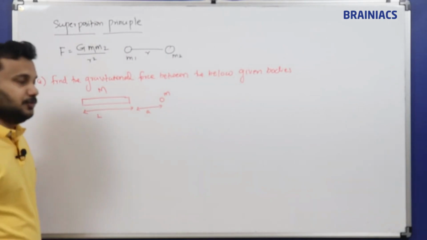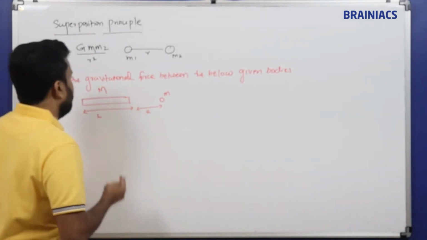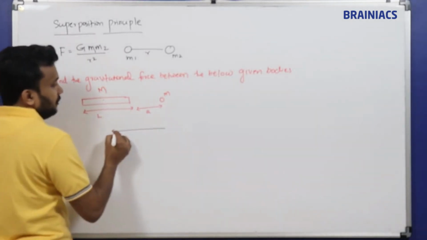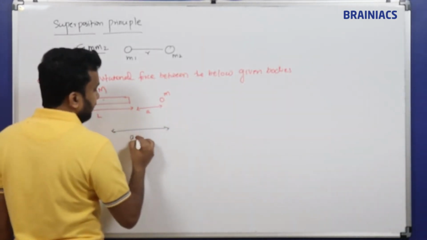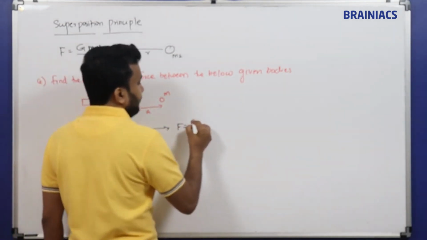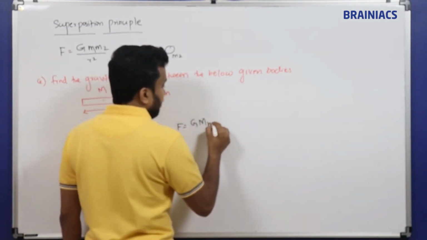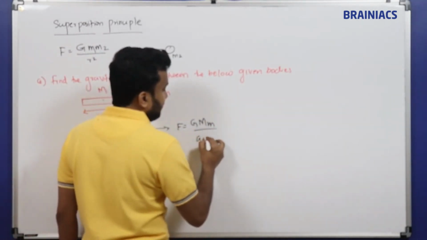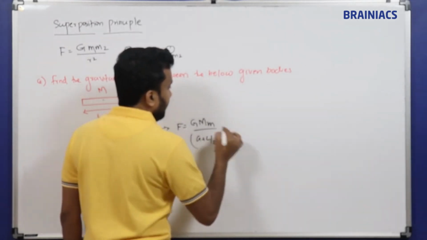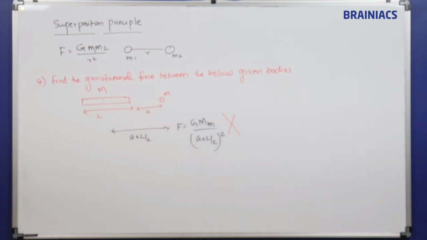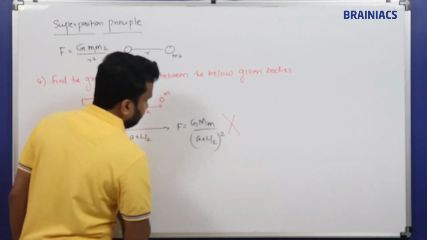I know gravitational force is a central force. So what we will do? We will take the center position. So what is the distance from this body to this body? It is A plus L by 2. So I will apply the formula, F is equal to G M m divided by (A plus L by 2) the whole square. If you answer like this, then this is wrong. This is not the correct method.